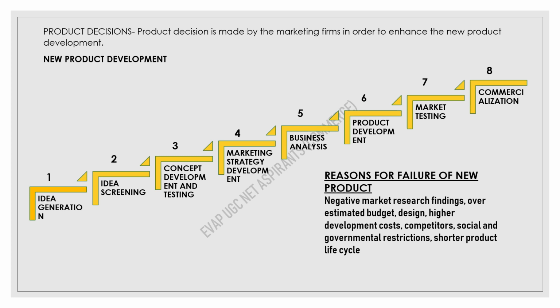So after passing each stage, it will go on to the next stage. For example, the first step is idea generation. After passing the first stage, it will move on to the next stage, that is idea screening, and then to the next stage, that is concept development and testing. Then to the next stage, that is market strategy development. Next stage, that is business analysis. The next stage, that is product development. Then the next stage, that is market testing, and finally the product will be commercialized.